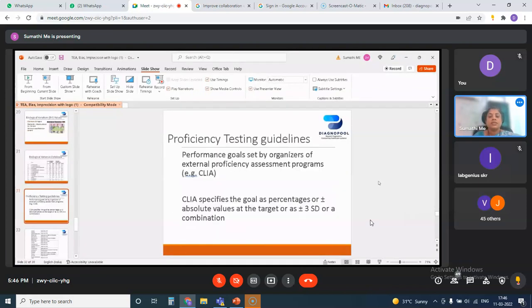Now the other guidelines most commonly followed in most laboratories are the CLIA guidelines. The CLIA guidelines specify the goal as percentages. So we have seen plus or minus 10%, plus or minus 15%, like that. Or it can give plus or minus absolute values. For calcium we have plus or minus 1 milligram per deciliter. So it can be an absolute value or in terms of percentage. CLIA also gives a range of SDs: plus or minus 1 SD, plus or minus 2 SD, or plus or minus 3 SD.